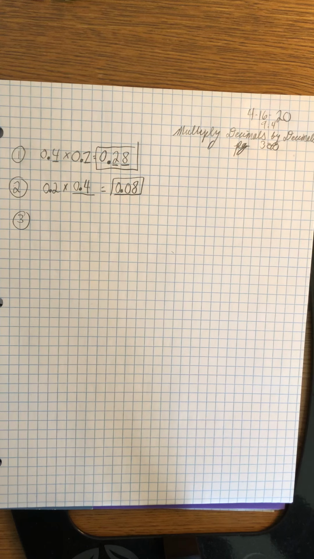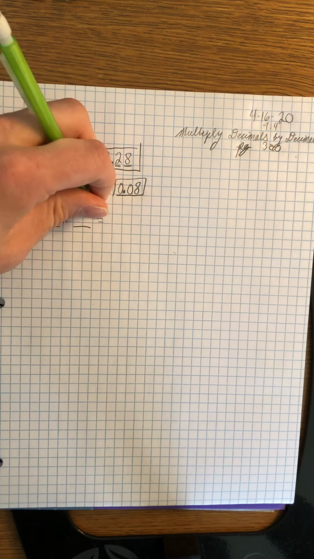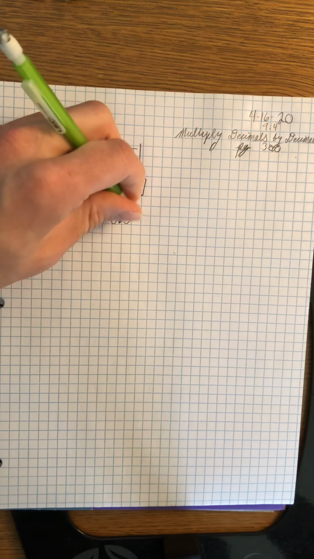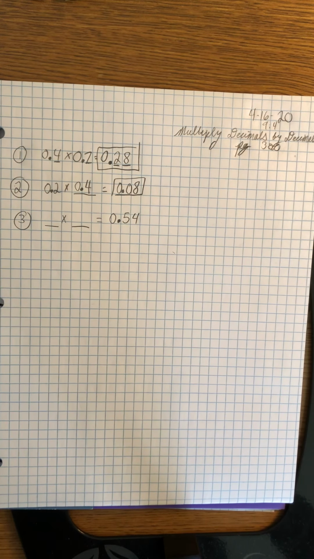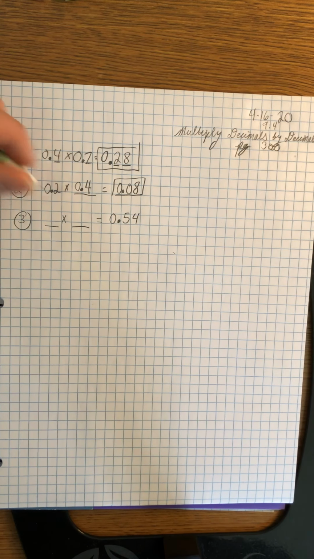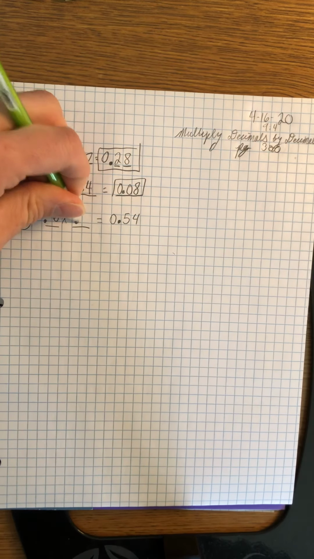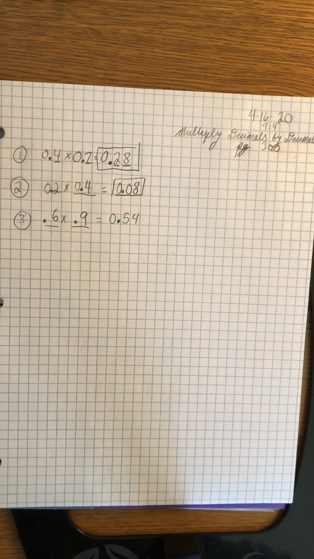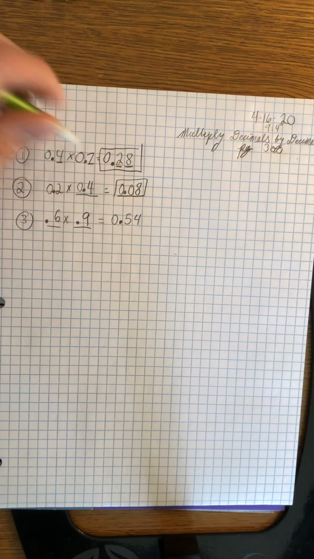Number 3, okay, so they're going to ask you what are both of the factors. They give you the product is 54 hundredths. So just count. Going down, there are 1, 2, 3, 4, 5, 6 columns, so that's 6/10. Going across, there are 9 of the rows. So that's 6/10 times 9 tenths is 54 hundredths.